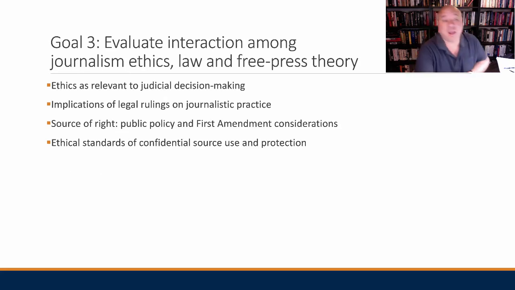And then third, my third goal in this research was to evaluate the interaction among journalism ethics, law, and free press theory. So I really found that ethics was relevant to judicial decision making, that there were implications, certainly, of legal rulings on journalistic practice, that the source of journalistic rights to protect confidential sources was rooted in public policy and First Amendment considerations, and that ethical standards are not absolute, and that ethical standards sometimes can suggest different outcomes when it comes to confidential source use and protection in different contexts.